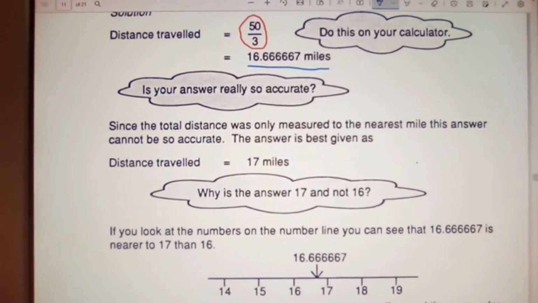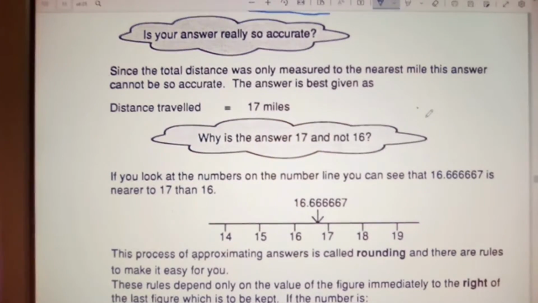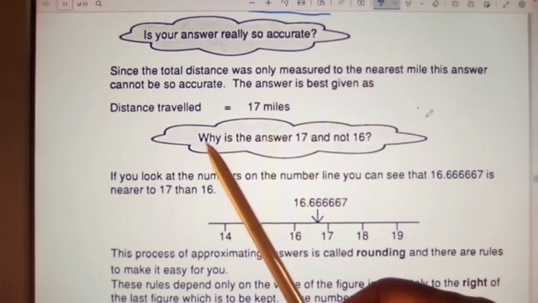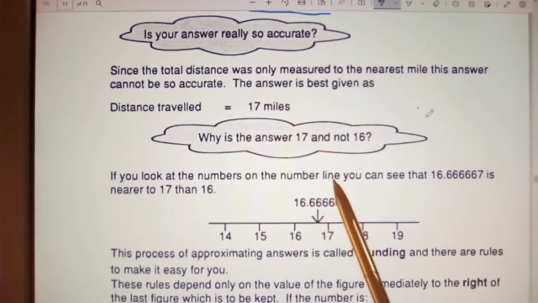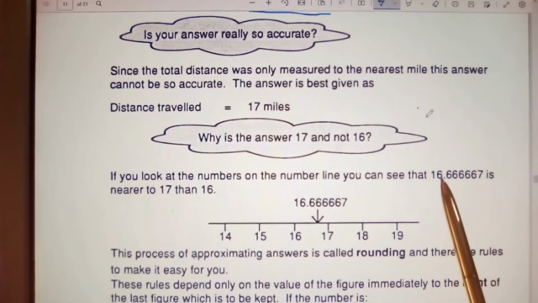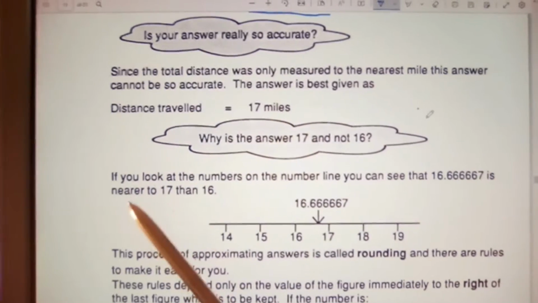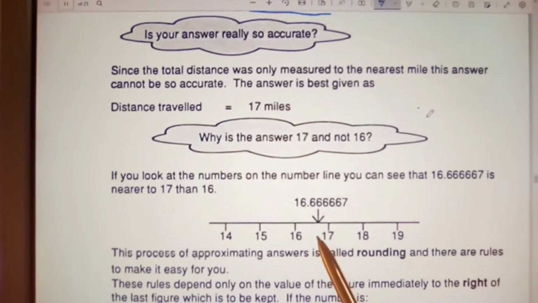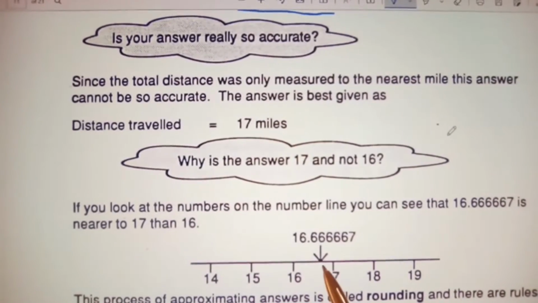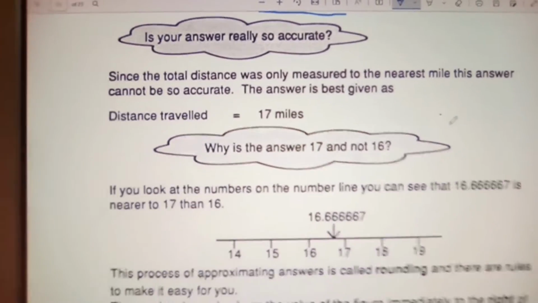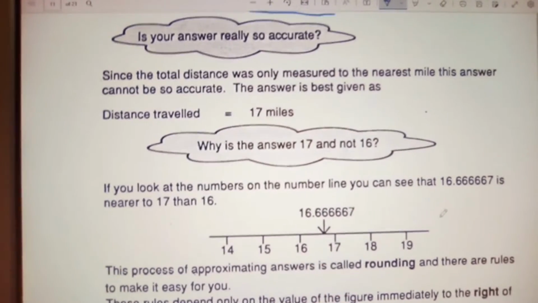So as we look at this further, why is the answer 17 and not 16? If you look at the numbers on the number line, you can see that 16.666667 is nearer to 17 than 16, and here is our number line, and you can see that is the case. Okay, it's nearer 17 than 16. You're too far away from 16 for it to be actually 16 at all.